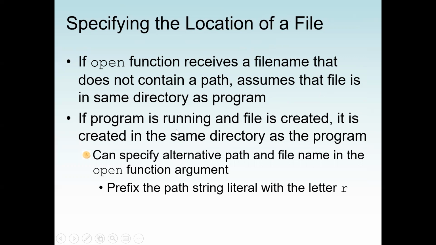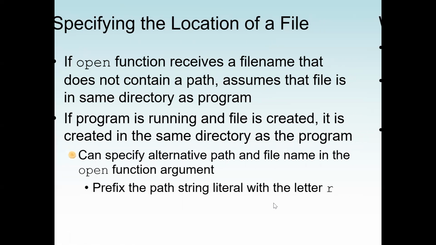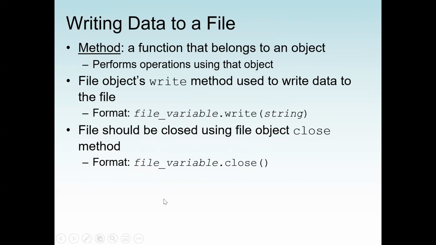Now, if a program is running and a file is created, it is created in the same directory as the program by default. So if I'm creating a new file while the program is running, the file will be created in the same folder, in the same directory. Here we can specify an alternative path and the file name in the open function argument if we want to change the directory or location. Preface the path string literally with the letter R. We're going to see examples soon.